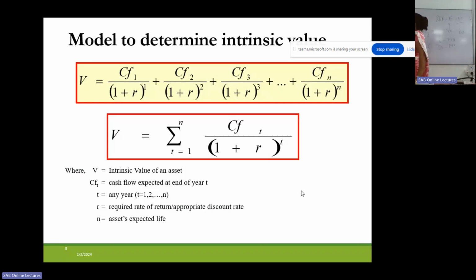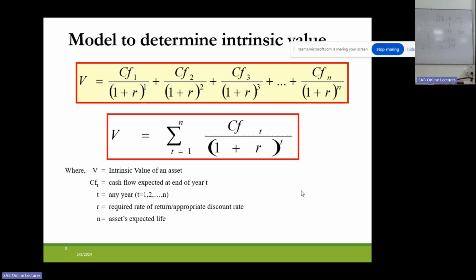Expanding this model, if the asset lifetime is 10 years, you have to identify the expected cash flows for this asset for the 10 years. Then you discount them back to the present. That total we call the intrinsic value, the present value of an annuity. You can apply this to calculate the intrinsic value of any asset.